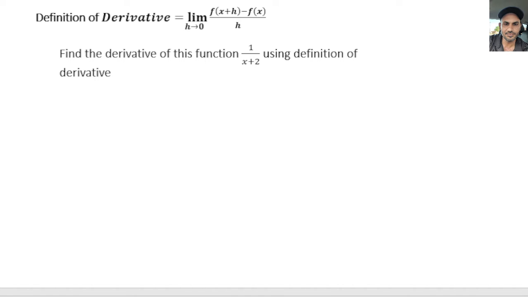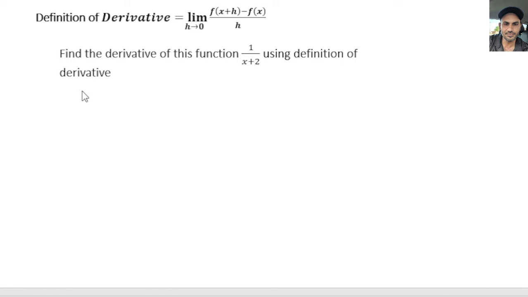Hello, welcome everyone. In this video, I'm going to work out another example. In this one, we have a function which is 1 over x plus 2. So we're going to use the definition of derivative to find the derivative of this function right here. So let's go ahead and work on it.